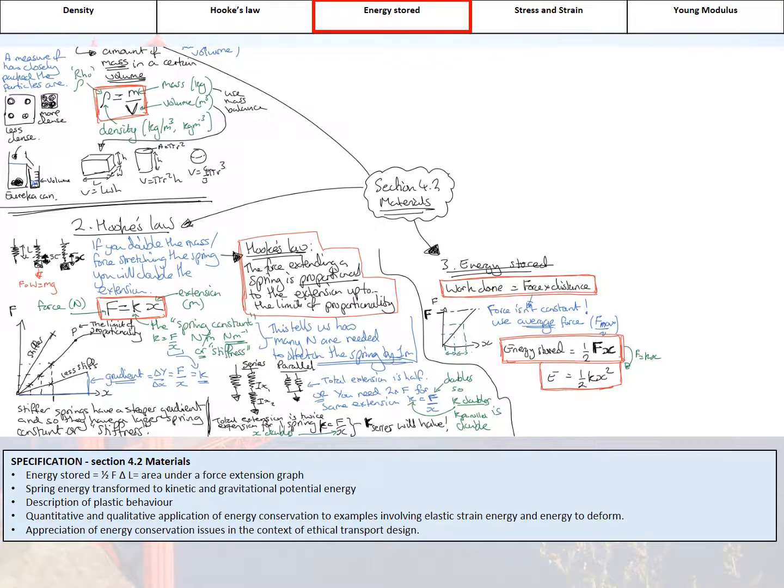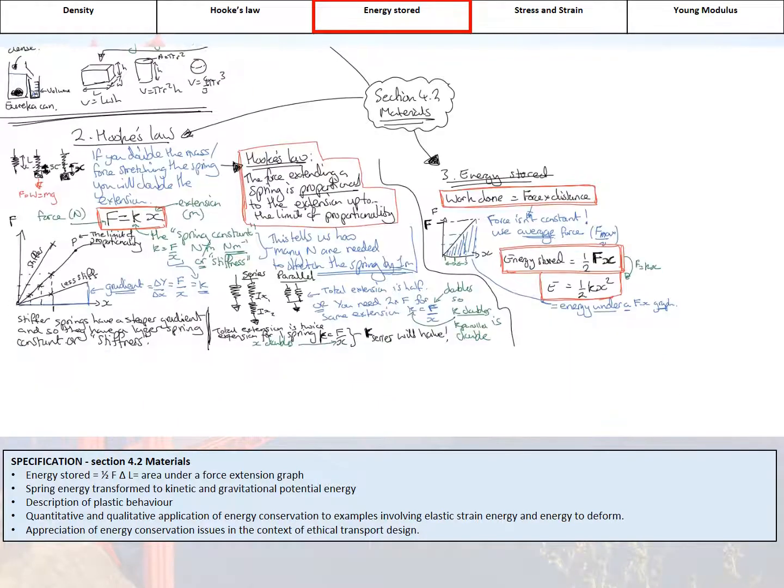What you'll notice is that we do a half the maximum force times the extension, that actually gives us the area under the graph equals energy, under a force extension graph. So you may be asked to find that in the exam by adding up or working out the total area, counting boxes and so on and so forth.